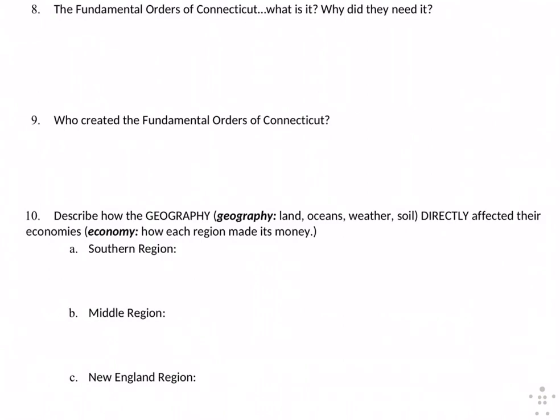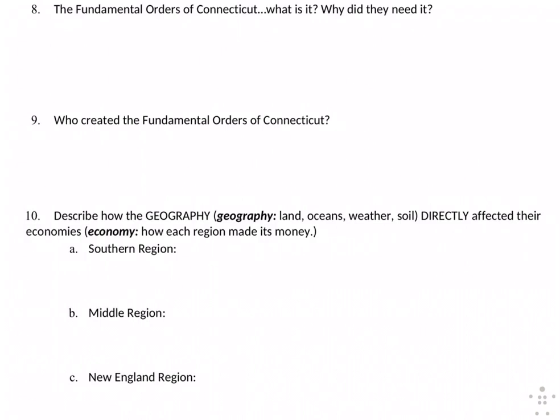Number eight, Fundamental Orders of Connecticut. What is it? Why did they need it? So again, Thomas Hooker created in the colony of Connecticut the Fundamental Orders of Connecticut. It is the very first example of a constitution in America. Now, why was it needed? Well, like any constitution, it protects the rights of the people. It separated church and state. Again, we have a constitution today, so it protects the rights of the citizens.